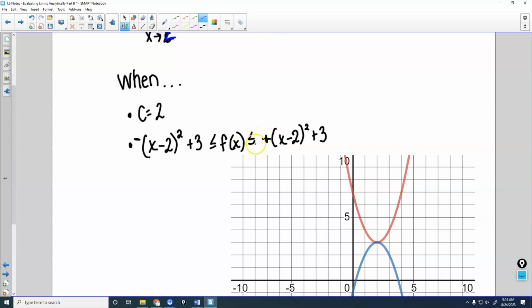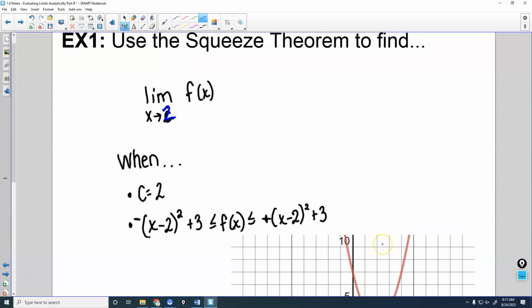And then we know that's less than or equal to that same function, but with a positive, so that's our red graph here. So if we know f of x is always between these two functions, we don't really know what it looks like, but we know it's got to go right there. If we want to know the limit of this mystery f of x function, we can just do the limit as x approaches 2 of either one of those other functions. In this case, I'm going to do the (x minus 2) squared plus 3. I'm using this piece right here. You could use the bottom one if you wanted.